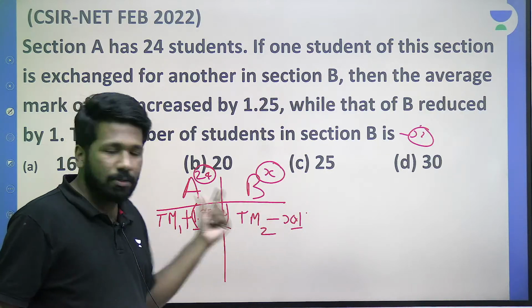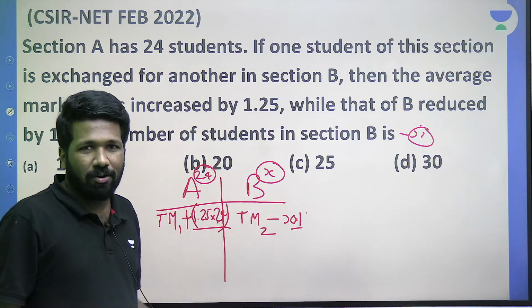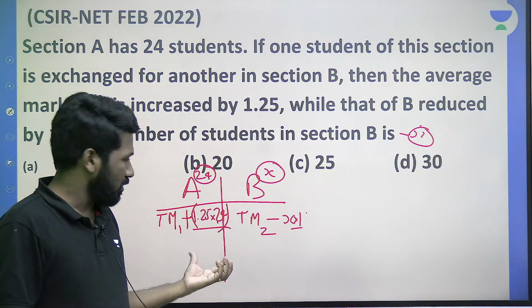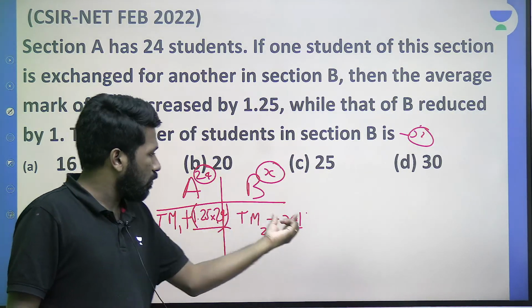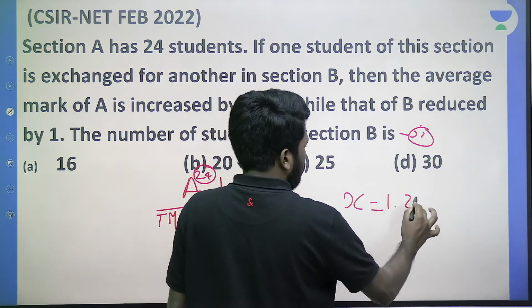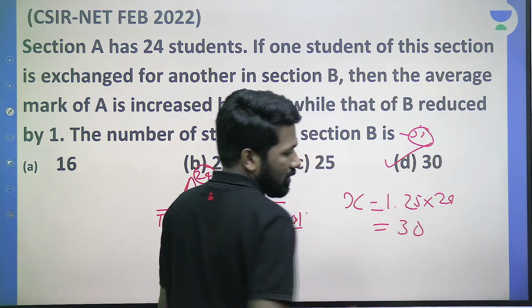You cannot equate this because TM1 and TM2 are different. That is why I told you that does not matter. Total mark also does not matter. You are just representing it like that. So 1.25 into 24 and x into 1 should be the same. So x is equal to 1.25 into 24. That multiplied, you will get 30. So option D is the answer.